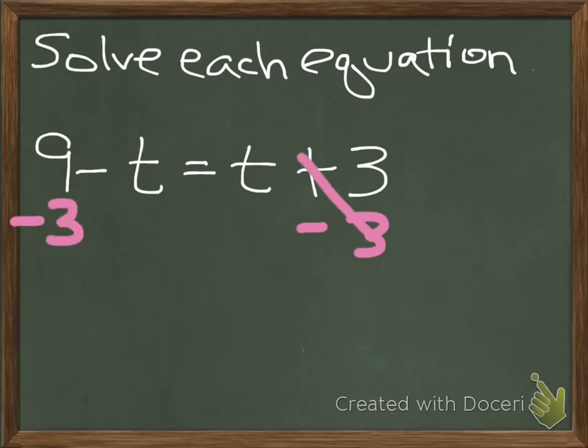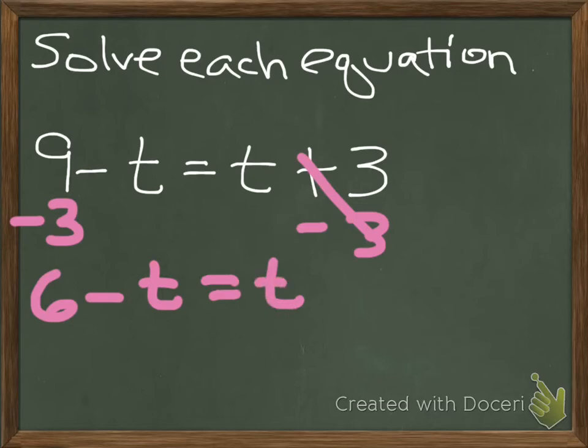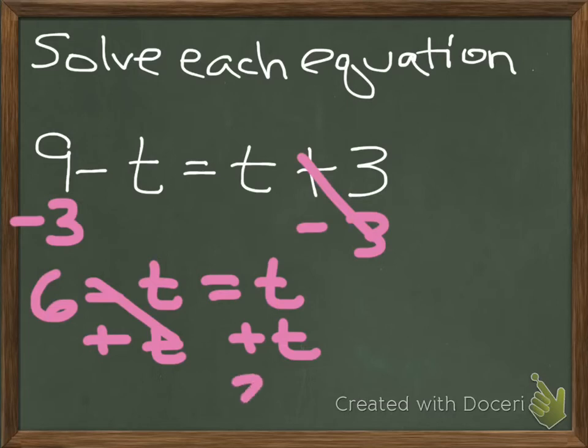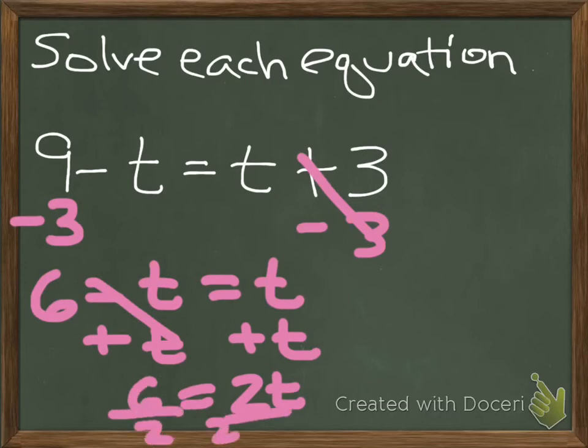I'm going to move the 3 from one side to the other, so I need to do the opposite. And then I rewrite what I have. Then I need to bring the t's together, so I'm going to bring the negative t over by adding it so that I move it to the other side, and then I'm going to combine the t's to give me 1t plus 1t, or 2t equals 6, and then we divide both sides by 2, so t would be 3.